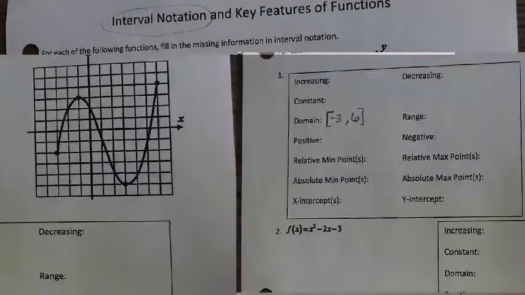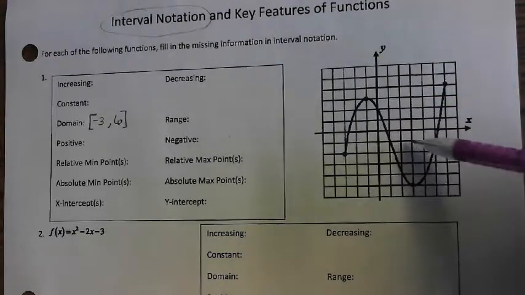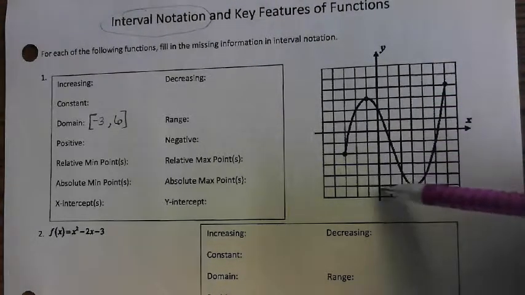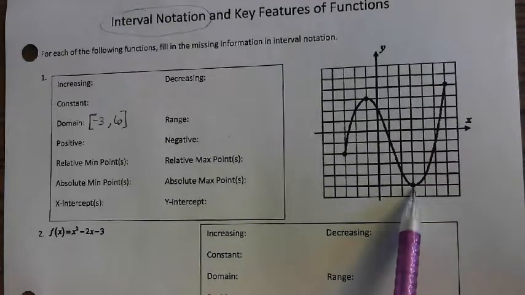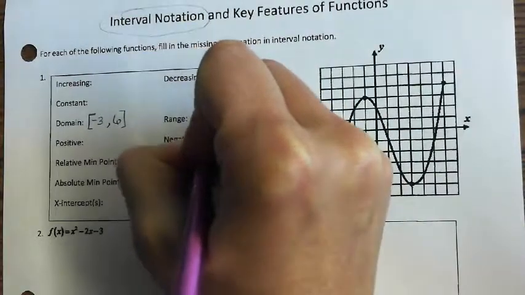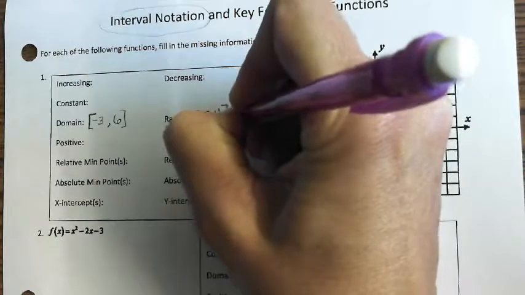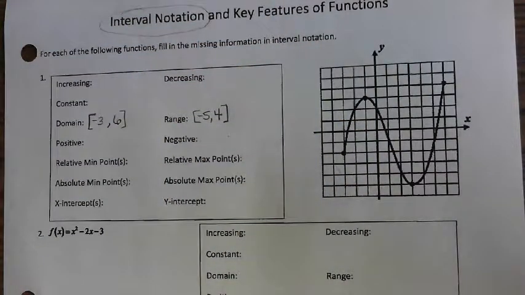All right, now the range, you look at your y values. So the lowest this ever reaches is -1, 2, 3, 4, 5. -5. Is it actually hitting -5? Yes. And up to 1, 2, 3, 4. Okay?